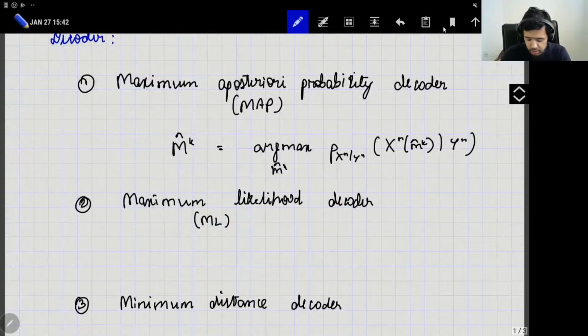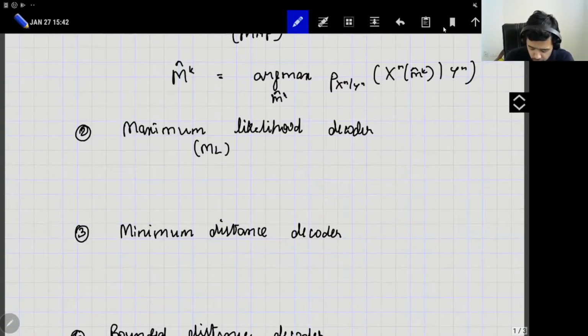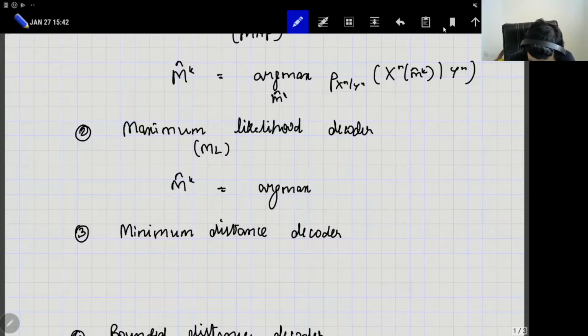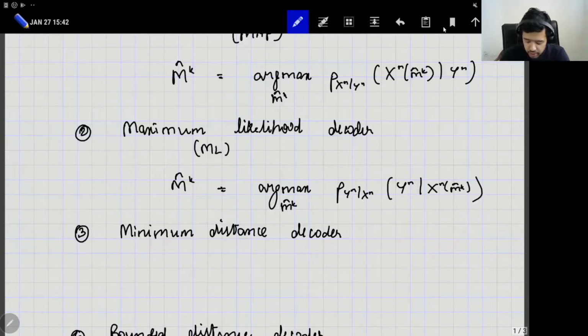If all the message sequences are equally likely, then this turns out to be equivalent to what is called maximum likelihood decoding. The maximum likelihood decoder does the following. It is the argmax over all possible mk hat of p of yn given xn of mk hat. Note that in MAP decoding we are maximizing p of xn given yn, whereas in ML decoding, maximum likelihood decoding, we are maximizing p of yn given xn. So we are choosing that xn which maximizes p of yn given xn.